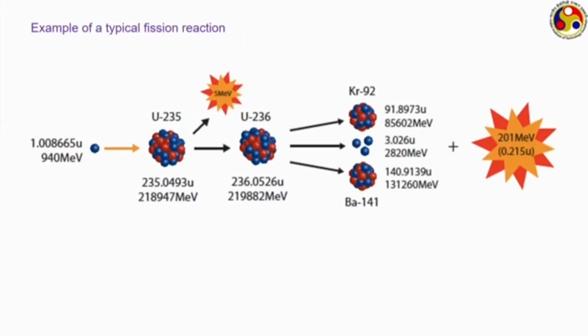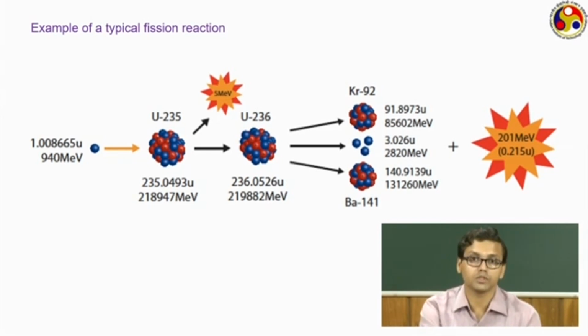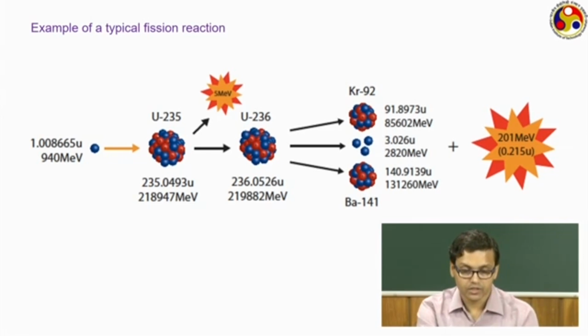Here we are having an example of a typical fission reaction. We do not need to go into questions like why it is happening or how it is happening. Let us just observe the numbers that we have. Here we can see one U-235 nucleus is being struck by one particular neutron, and because of this it gets converted to a U-236. You can think that the neutron has been swallowed by this U-235, giving rise to a U-236 nucleus, and this particular reaction is associated with the release of energy amounting to 5 MeV.